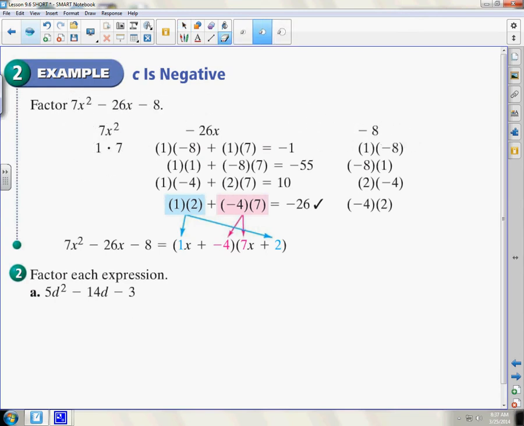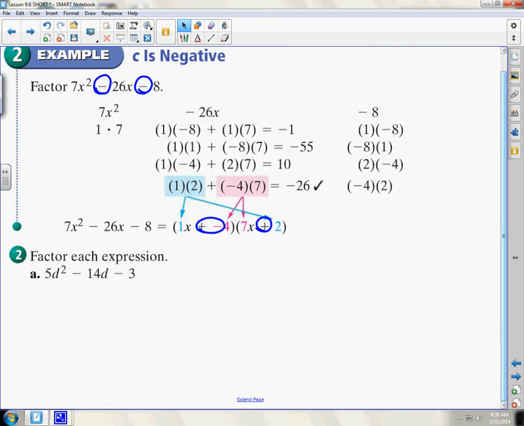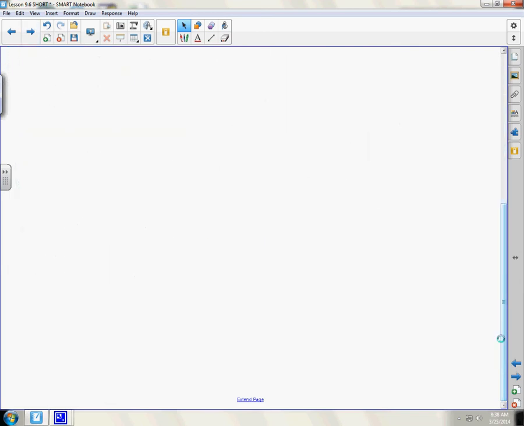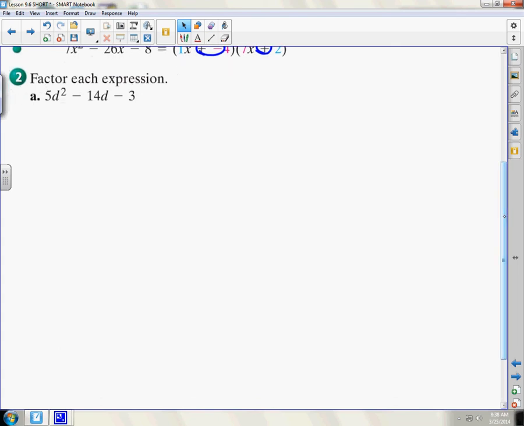Okay, so here's another example. Now the only thing different is when this is negative. When both are negative, you're going to have one positive sign and one negative sign in your binomials. So it's the same process, okay? I have to find my factors of 5 and my factors of negative 3. So 5 is 1 times 5, and this is 1 times negative 3.